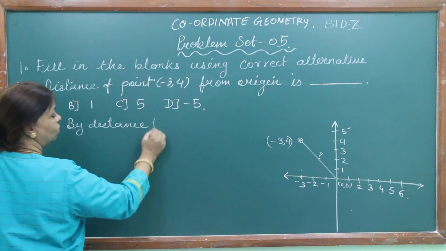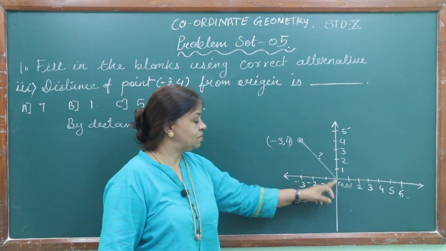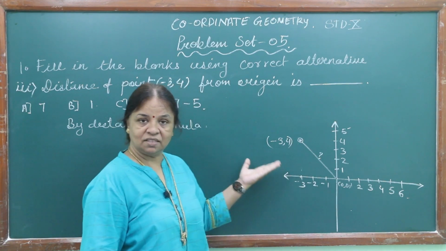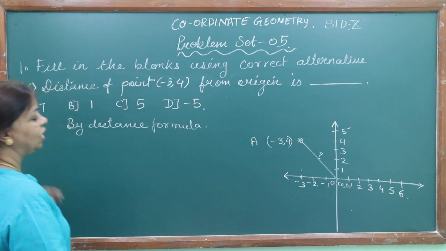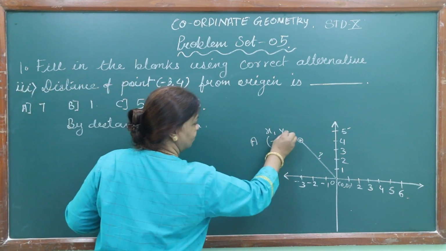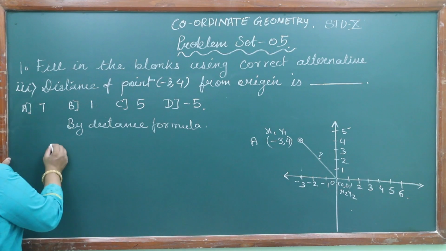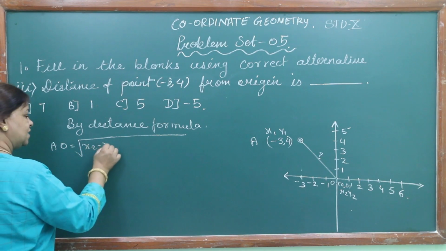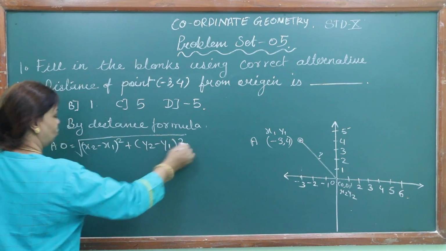because you want to find out the distance between the 2 points, and if the coordinates of those 2 points are given, then you can find it by the distance formula only. Let us say this is A and this is O. O is the origin. So the coordinate of A is -3, 4 and the coordinate of O is 0, 0. So this is x1, y1 and this is x2 and y2. You know by distance formula, AO is equal to under the root x2 minus x1 the whole square plus y2 minus y1 the whole square.